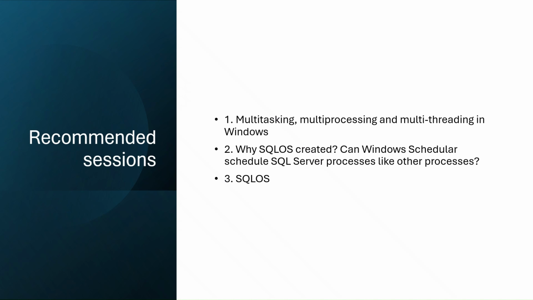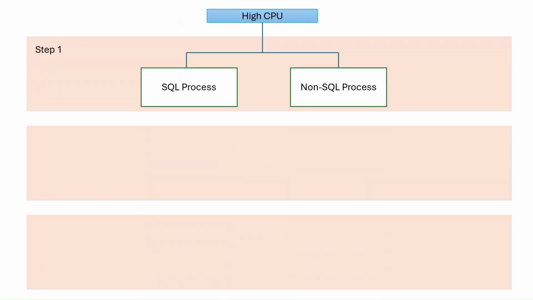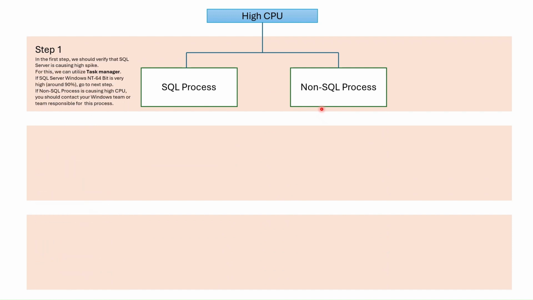So you detected high CPU usage. What's the next step? In the first step, we should verify whether SQL Server is causing the high spike or not. For this, we can utilize Task Manager. If SQL Server Windows NT 64-bit is very high, around 90%, you should go to the next step. If a non-SQL process is causing high CPU, you should contact your Windows team or the team responsible for this process.